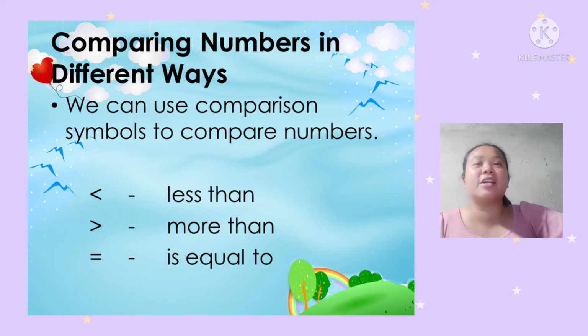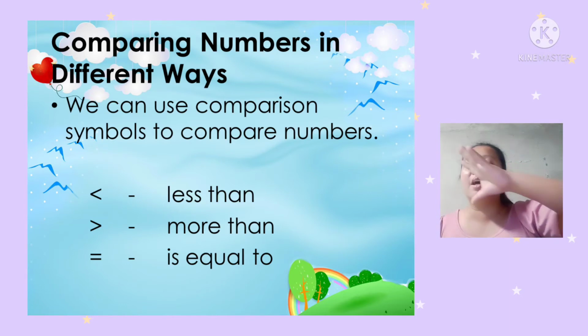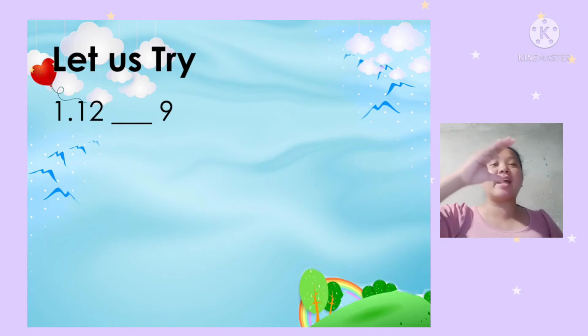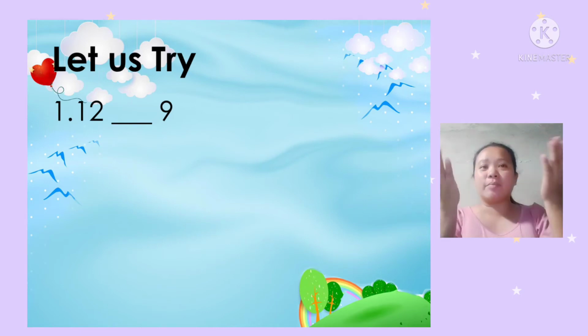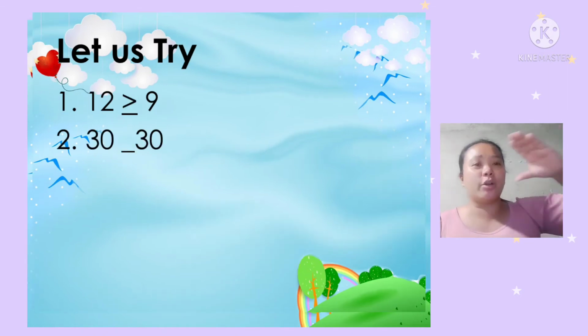Now, let's go to comparing numbers. We use the symbols less than, greater than, and equal to. Remember, you are going to open your mouth to the big number. Always open and eat the big number. Okay, now, I have here some examples. What is your answer? You can use your hand like this, or like this. Ready? May I see your hand? Very good. The answer is like this.